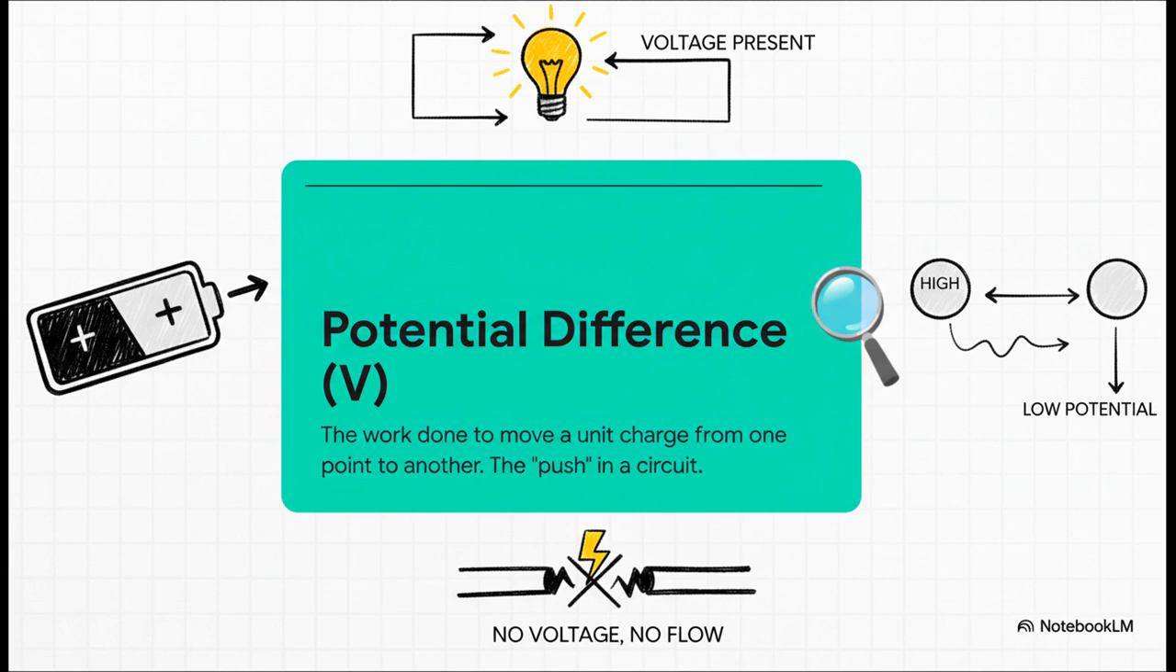A battery or the outlet in your wall is creating that electrical pressure, pushing the charges from a point of high potential to a point of low potential. And here's the crucial takeaway. No voltage, no flow. It's that simple.